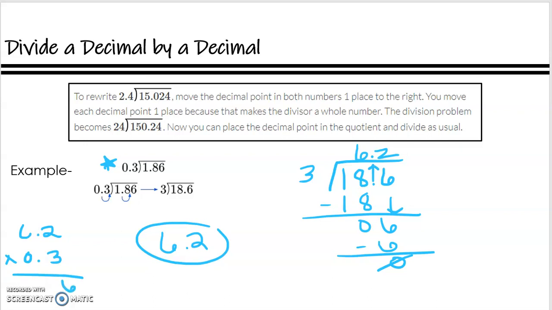That's 6, that's 18, and my decimal goes here because there are 2 numbers behind the decimal in the problem, so there should be 2 numbers behind the decimal in the answer.